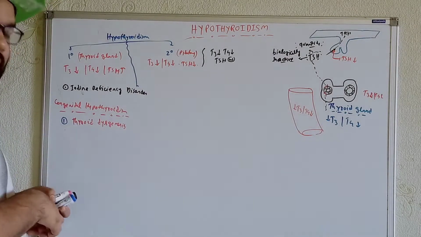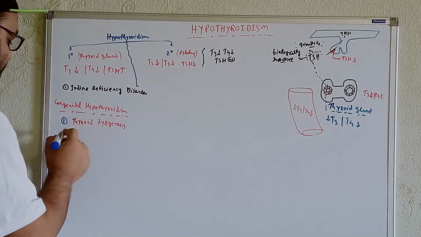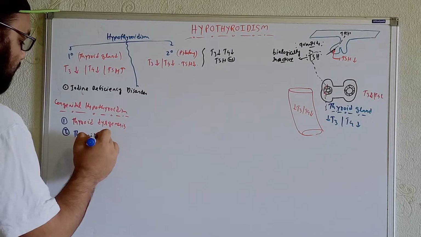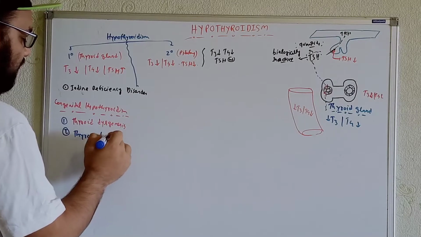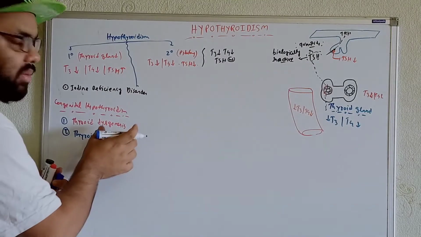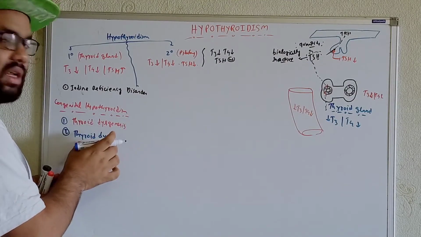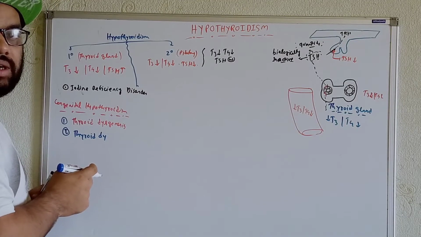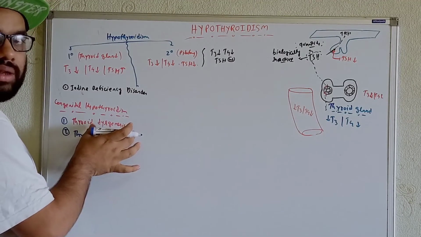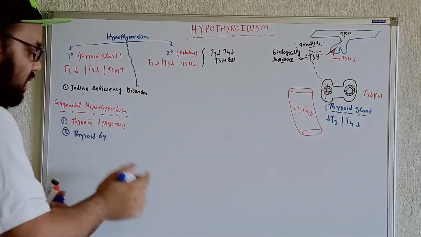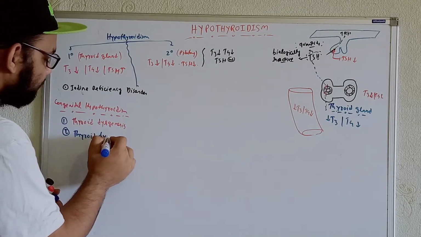The next thing we can get is thyroid dyshormonogenesis. Here the problem is at the T3 and T4 level. Here the organ is okay, the gland is okay, but the gland is not able to produce enough T3 and T4. In the first region, thyroid dysgenesis, the organ, the thyroid gland, is not okay. The second region, thyroid dyshormonogenesis.